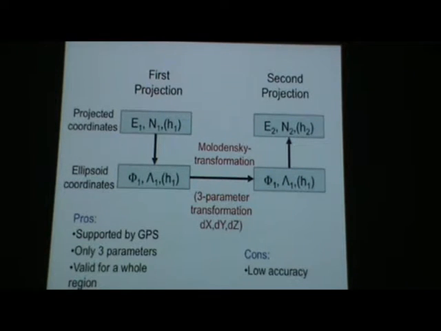I will tell something on this problem. The advantage is that it's supported by GPS. This 3-parameter transformation requires only 3 parameters for a large area, for a country, for example, and is valid for a whole region, as I mentioned. The disadvantage is that it has low accuracy. It is as accurate as the geodetic background of the projection systems.